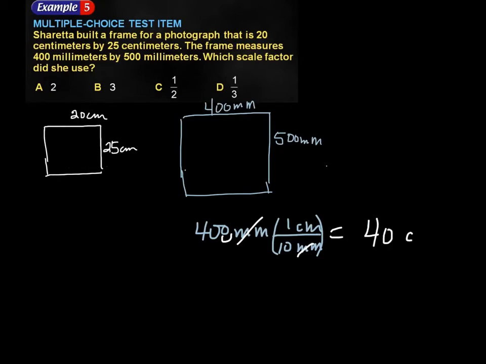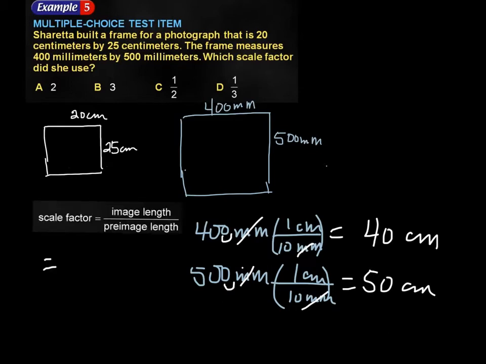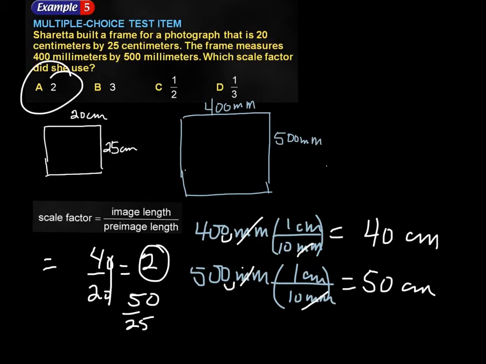So I'm going to get 40 centimeters. And same thing, we're dividing by 10, so move our decimal one place to the left, and I get 50 centimeters. So my image length is 40, and the pre-image was 20. They're both centimeters. And 4 divided by 2 is my scale factor. And the same thing would be true if I did 50 over 25. I still get 2, which was choice A.